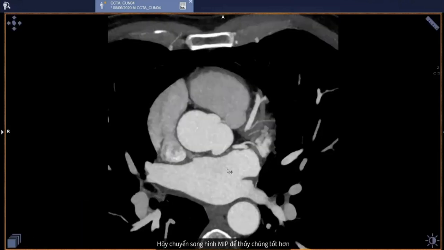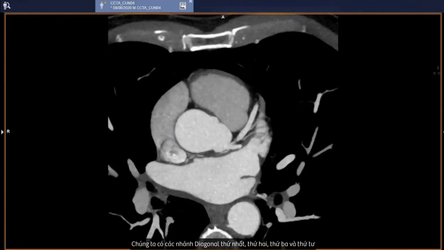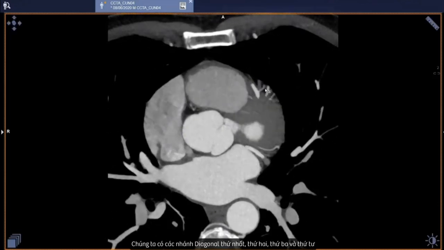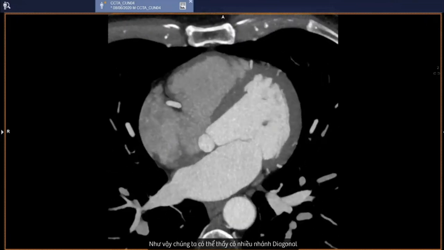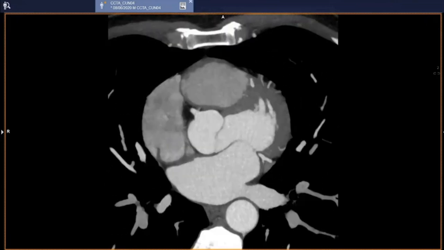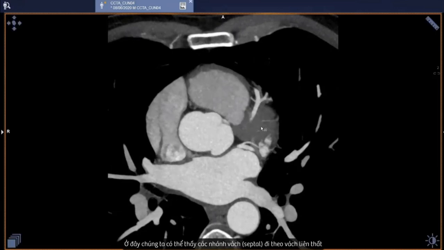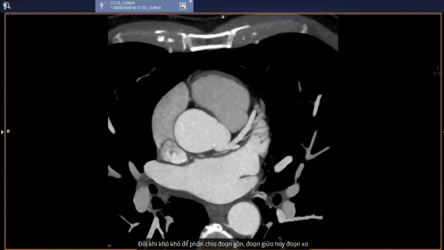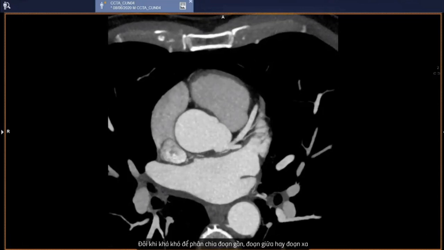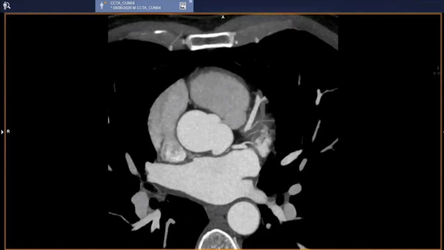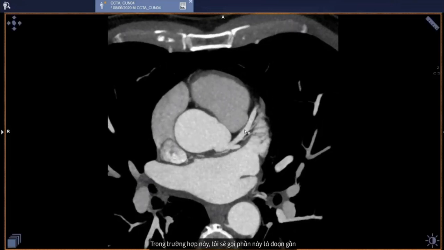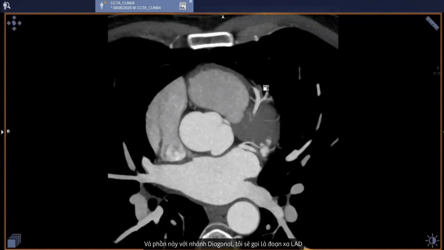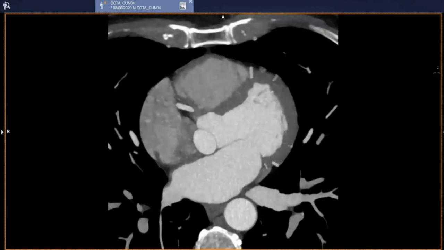Let's do a MIP to see it better. You've got a diagonal branch here, 1, 2, 3, 4. So see how many diagonal branches you can see. Here you've got septal branches coming into the interventricular septum. Sometimes it's difficult to determine what's proximal, mid, or distal. In my particular case, I would call this proximal to here, mid to here with this third diagonal branch, and then I would call this distal LAD.